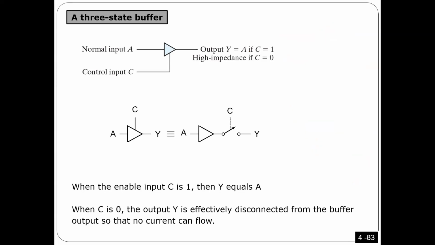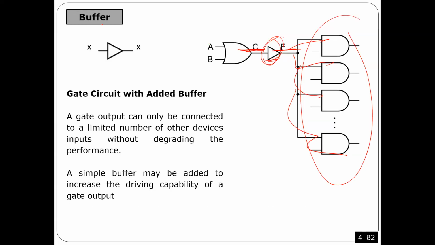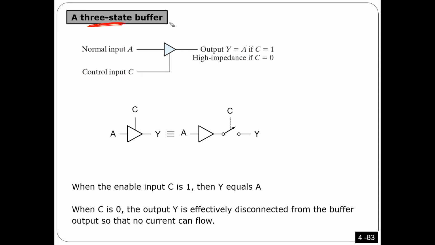Now, there is another type of buffer. We call it a 3-state buffer. So the previous one here is just a buffer. Now there is another one. It's like I'm going to add a switch to it. I'm going to call it a 3-state buffer. It's going to be the same symbol I used before, something like that. But I'm going to add one input this way, as you see here. So I have input, I have output, and then I have a control input this way.